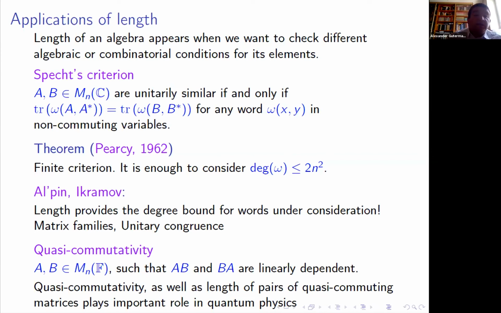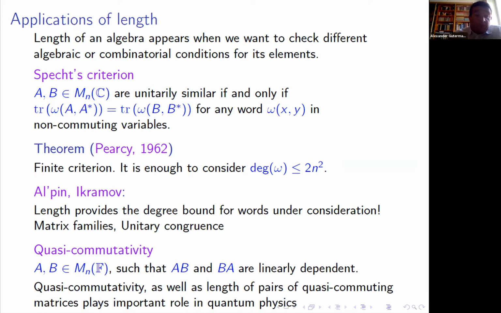To give another more concrete example, let me consider here a purely algebraic, even linear algebra problem. It is important for many problems to check if our two matrices are somehow related. One of these possibilities is so-called unitary similarity. So similarity by a unitary matrix.